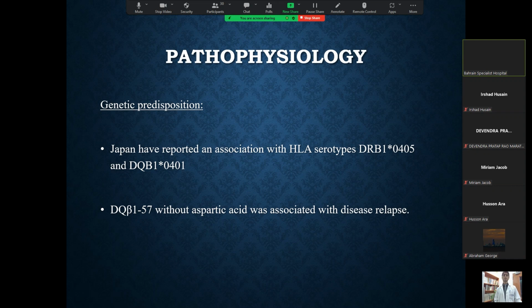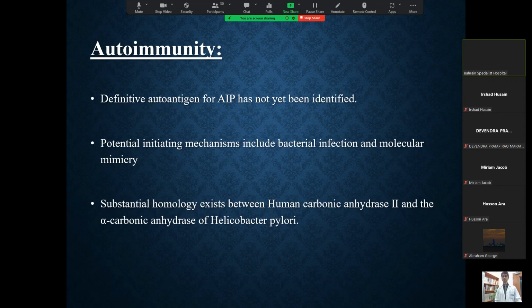There are different predisposing factors like genetics and autoimmunity. It is said that DRB1 and DQB1 are associated with autoimmune pancreatitis, and DQB1*57 is more associated with disease relapse. The definitive autoantigen we don't know. Yes, there are some autoimmune markers which we do, and it was a very interesting thing. We used to say IgG4 associated, but it has been seen that at certain times we don't find IgG4 raised in these cases, especially in type 2.